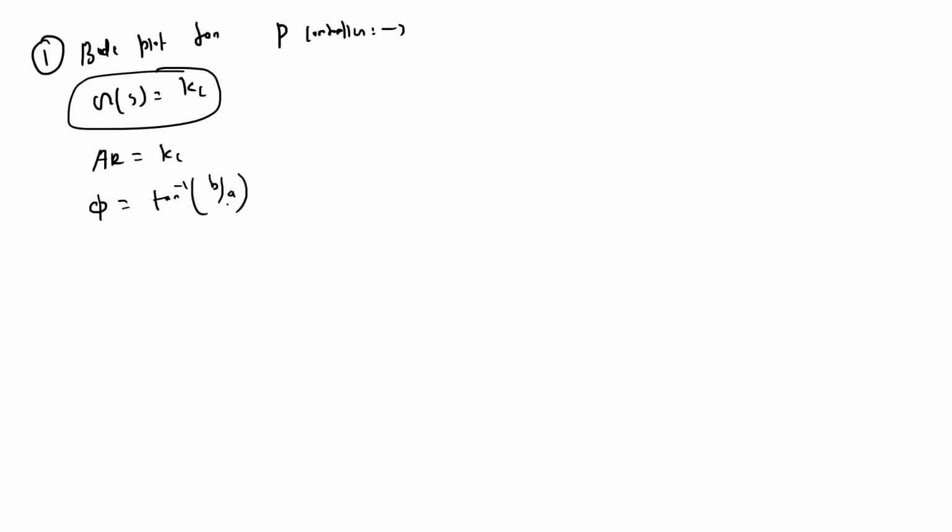Tan inverse B by A. B is your imaginary part, A is your real part. So here in the transfer function, only the real part A is there, B is 0. So your phi is 0 degrees, right? So the transfer function of the proportional controller will look like this.